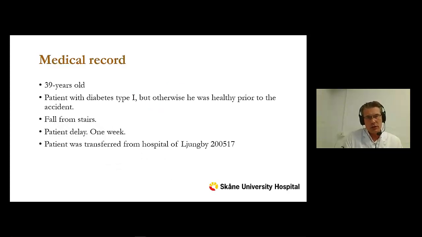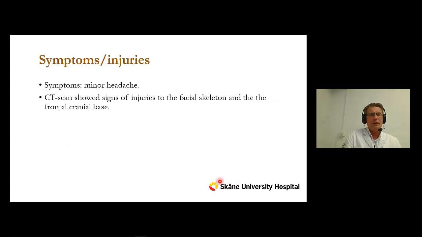The patient was 39 years old, and he had type 1 diabetes, but otherwise he was perfectly healthy prior to the accident. He fell at home from a flight of stairs and didn't mind, so he didn't seek any medical care for 1 week. So there is a patient delay in this case. We were called on the Friday, and he was transferred from the hospital of Ljungby on the 17th of May. He had, as I mentioned, minor symptoms and a minor headache.